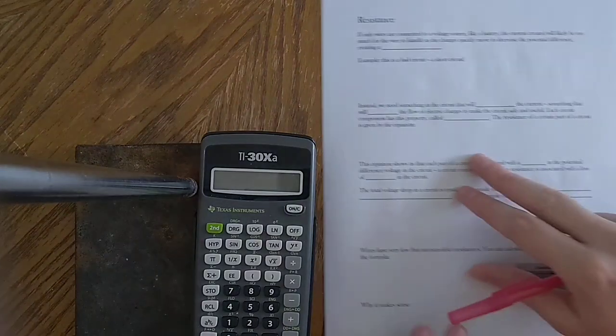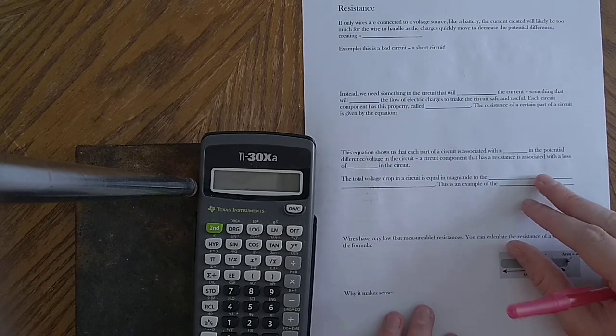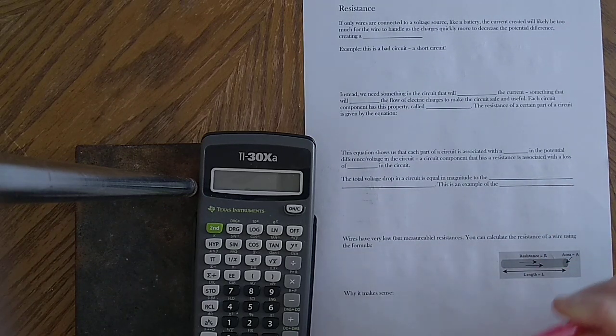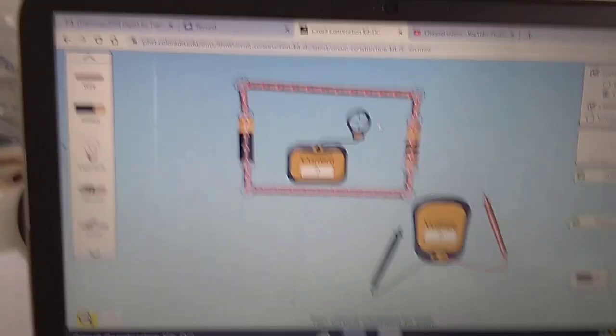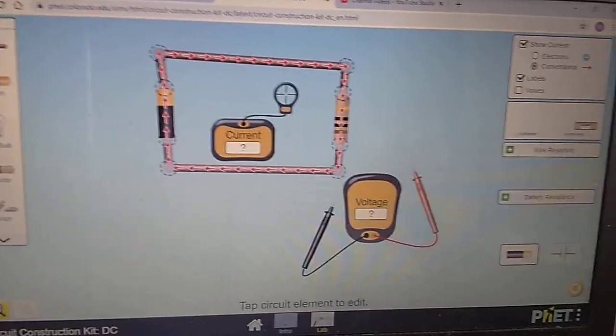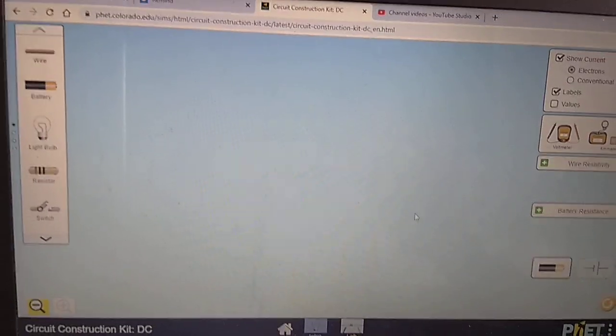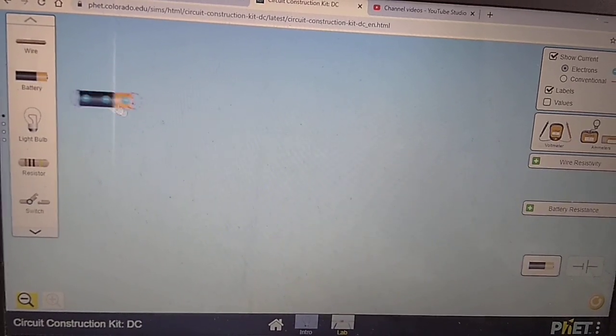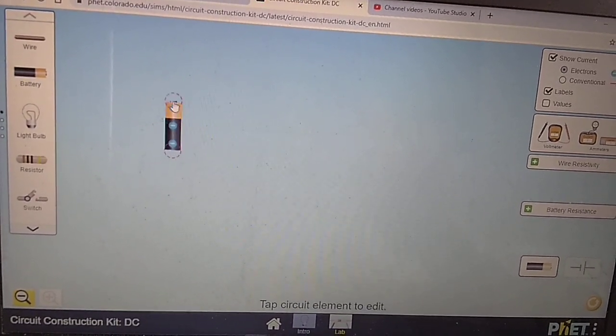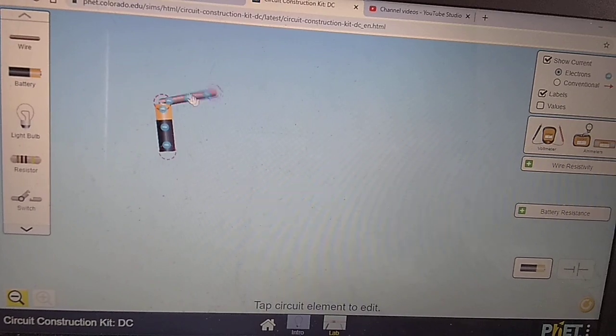A couple other things to show you here. And we're going to start talking about resistance. It's a key topic for circuits. What happens if you only had wires connected to a voltage source, like a battery? Well, let's see what happens. Let's go back over here. Let's look at our circuit. Let's actually delete the circuit, so let's restart. And let's do a battery. And let's just connect the battery to itself with wires. See what happens.